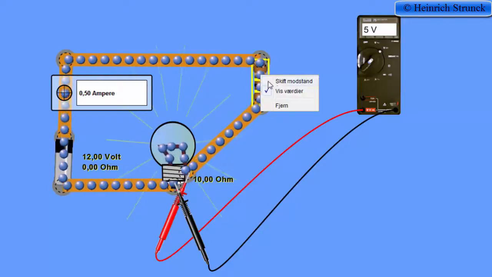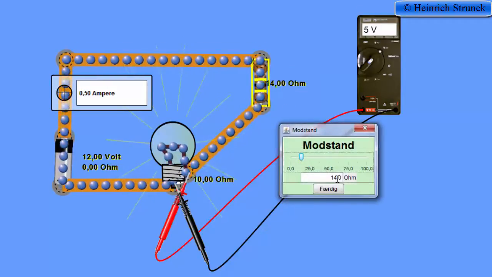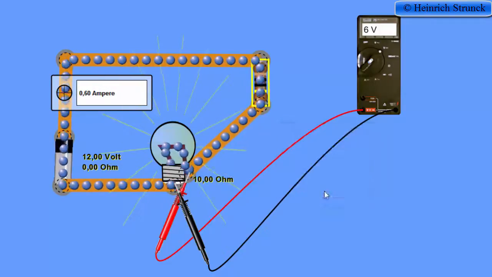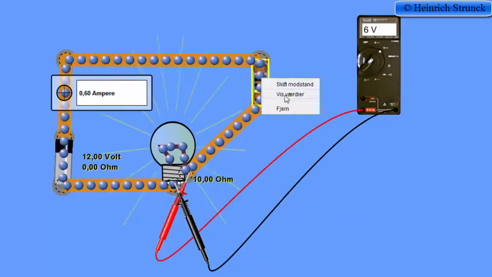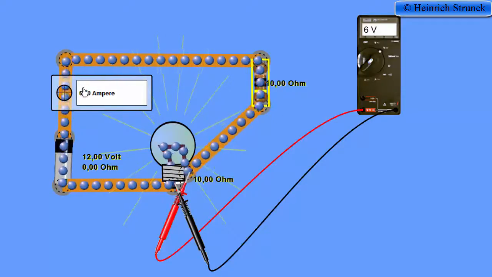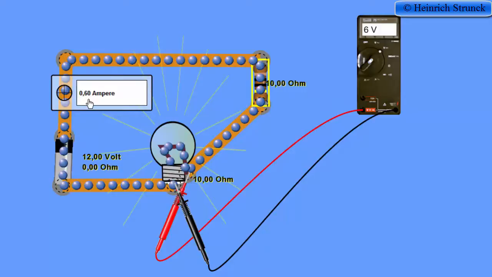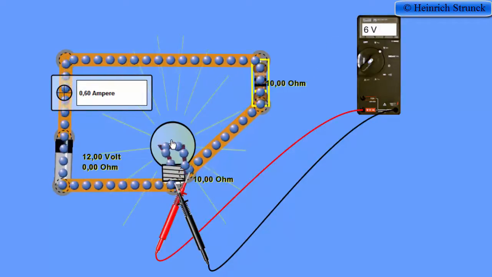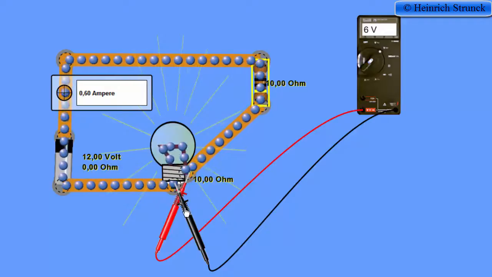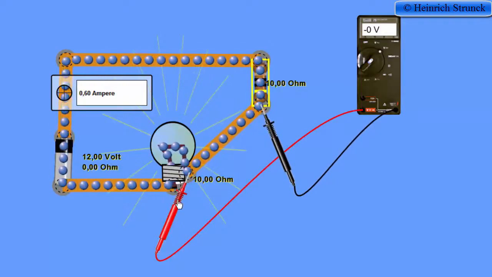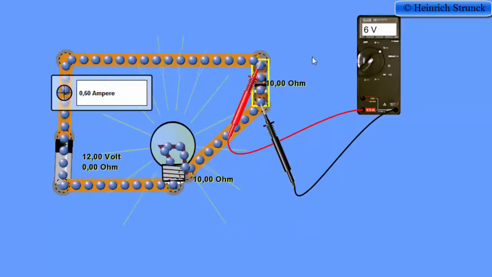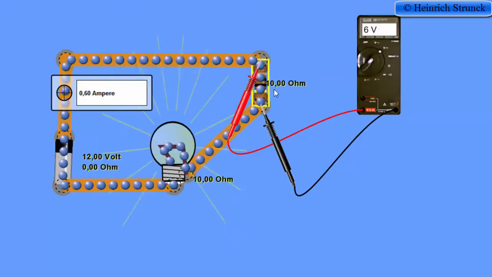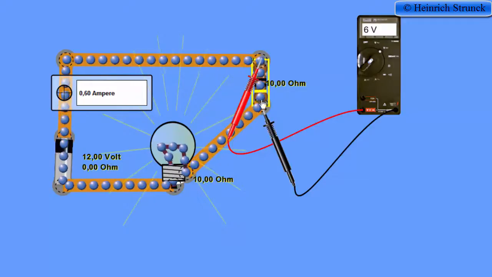We can change the setting to 10 ohm. And we can see that the current changed to 0.6 amp and the voltage drop across the lamp is 6 volt. You can also control that the voltage drop across the resistor is also 6 volt, because the resistances are the same.